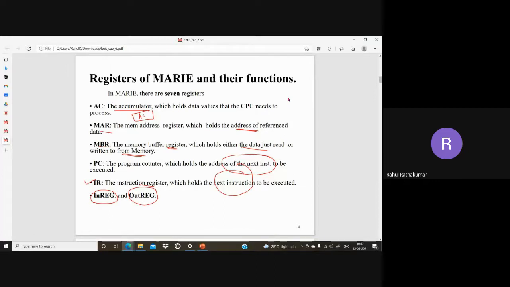The InREG and OutREG are used for the in-basket and out-basket. Those input values to the system pass through the In register, and what the computer MARIE has to output goes to the Out register. It has some kind of fixed storage, maybe 16-bit or 32-bit. Here I think it is 16-bit: the In register is 16-bit and the Out register is also 16-bit.